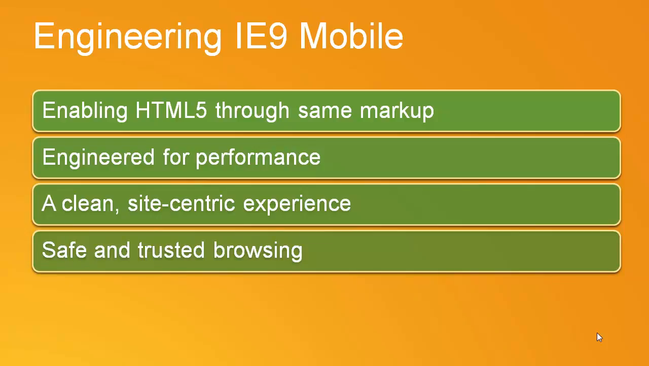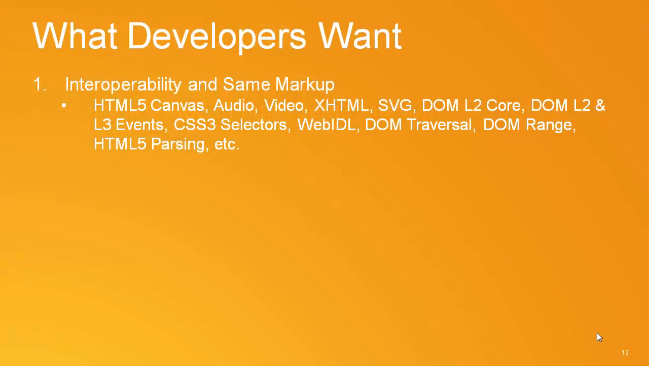And also, this is probably one of the most important ones, safe and trusted browsing. You want to provide those things to your users and make sure that they feel reliable with the experience that they're in. So going back to the drawing board, when the IE9 team was putting all of this together, they went back to developers and designers and said, what do you want? And the number one thing is interoperability in the same markup.